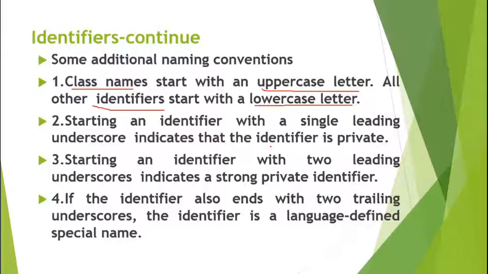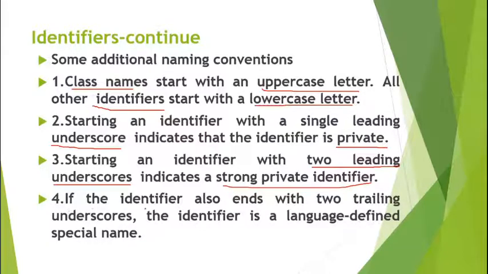There is a provision to make identifiers private or public or global. If we put an underscore at the starting of an identifier, it makes the identifier private. So if we want to make any identifier private, we can put an underscore at the starting position of the variable name. Starting an identifier with two leading underscores indicates a strong private identifier. If we put two underscores, then it will become a strong private identifier.